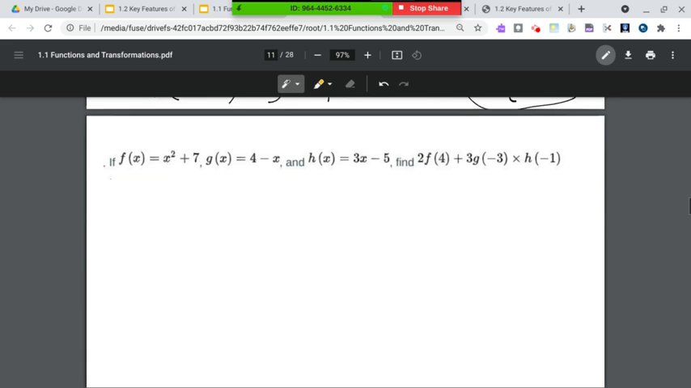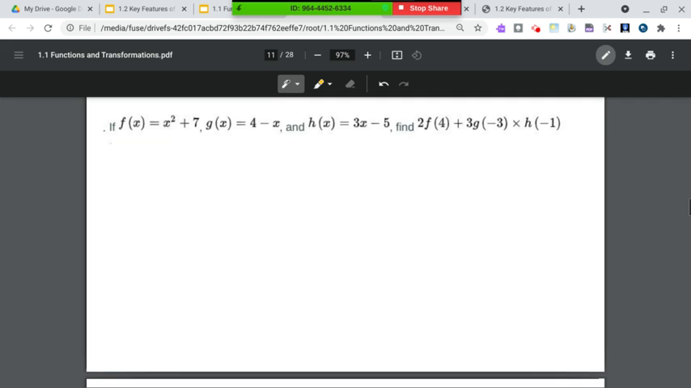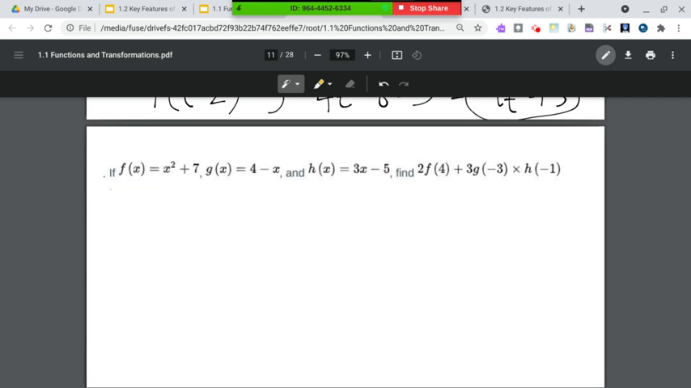Ooh, this looks like a big one. So this gives us 3 functions: f of x, g of x, and h of x. It wants us to find 2 times f of 4 plus 3 times g of -3 times h of -1. So we are utilizing these functions and evaluating here. But what do we have to do first in this order?